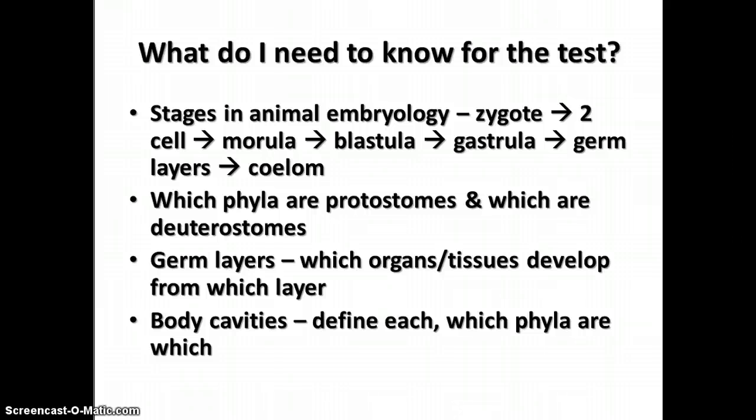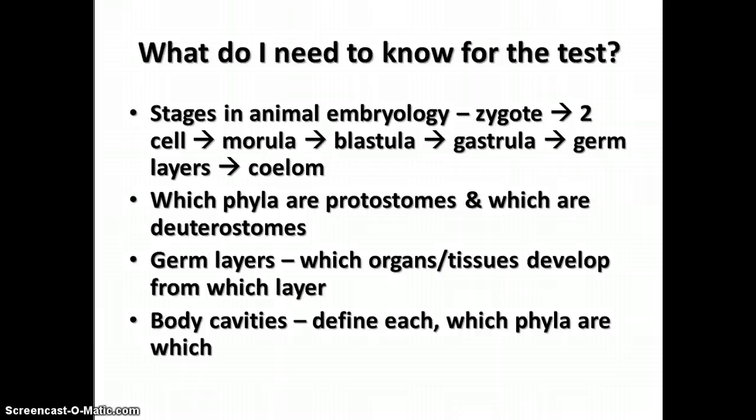Now, another thing that you need to know is which phyla of animals have which of the germ layers. And if you look in your animal packet, you can find that information in the tables that we filled in as we took notes. The first couple ones are actually filled in for you. Another thing you need to know is which phyla are protostomes and which are deuterostomes.